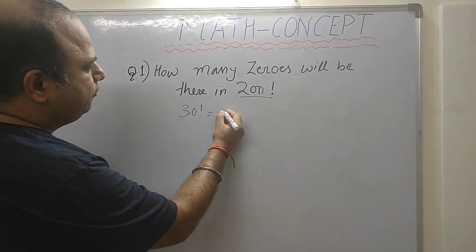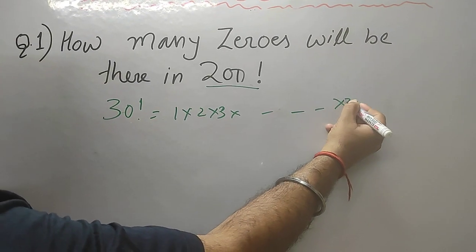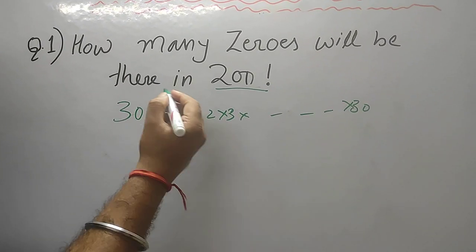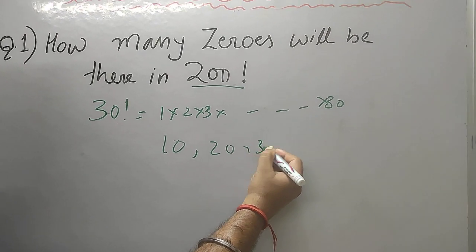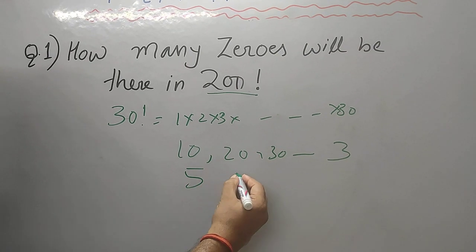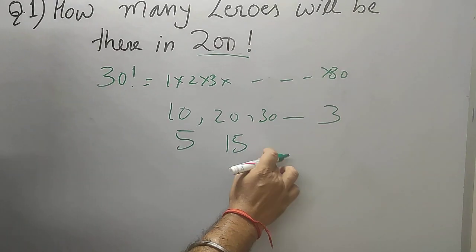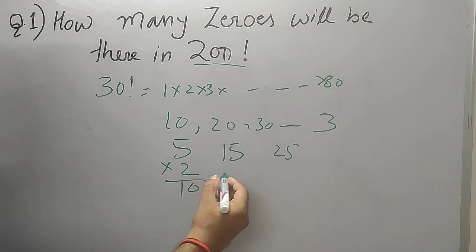What is 30 factorial? You know it is 1 into 2 into 3 multiplied up to 30. So which numbers will give you 0 in the unit digit? First will be 10, then 20 and then 30. So you get 3 zeros. Then 5, 15 and 25. Multiplying 5 into 2 you get a 10.